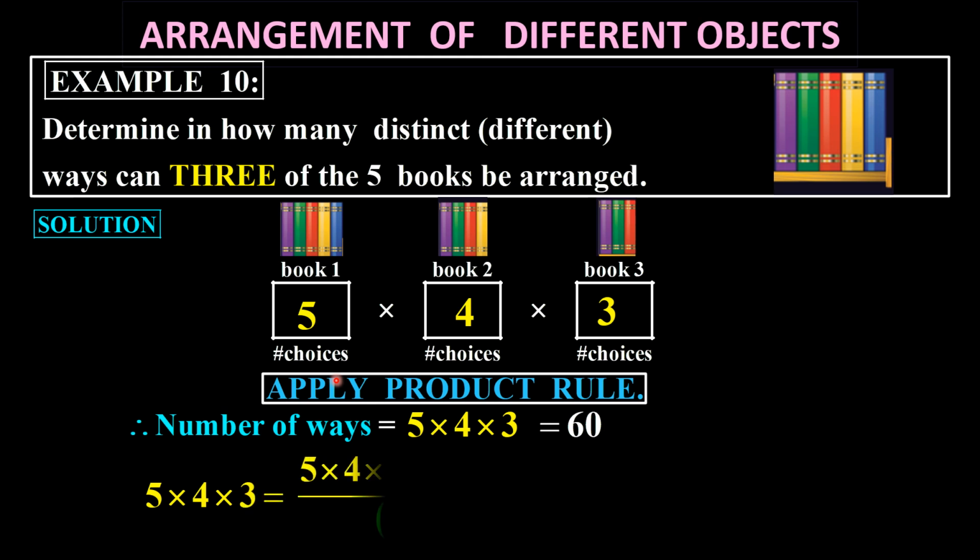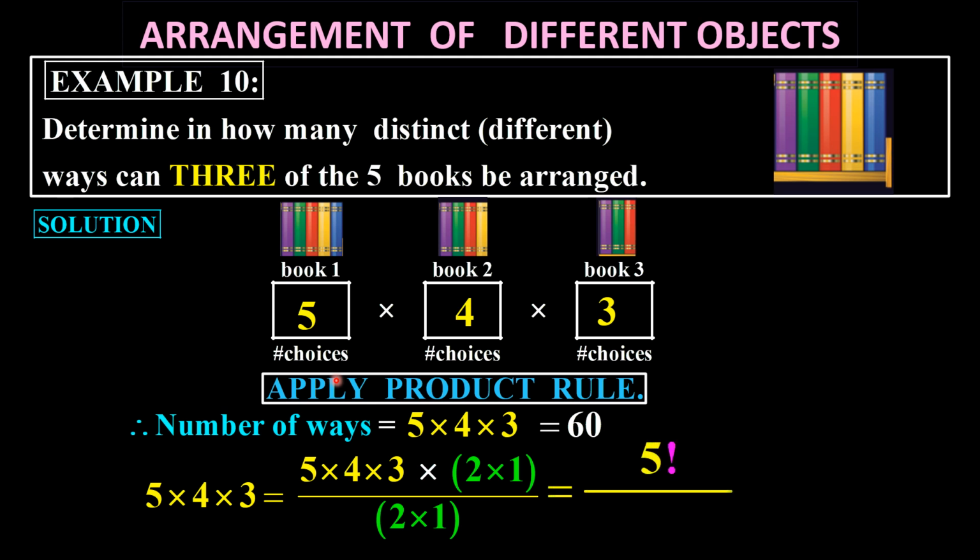Now let's look at that 5 times 4 times 3. If we multiply a number by 1, it still remains the same number, right? And there are many identities for 1. So if I take 5 times 4 times 3, and multiply by 2 times 1, I also need to divide by 2 times 1.